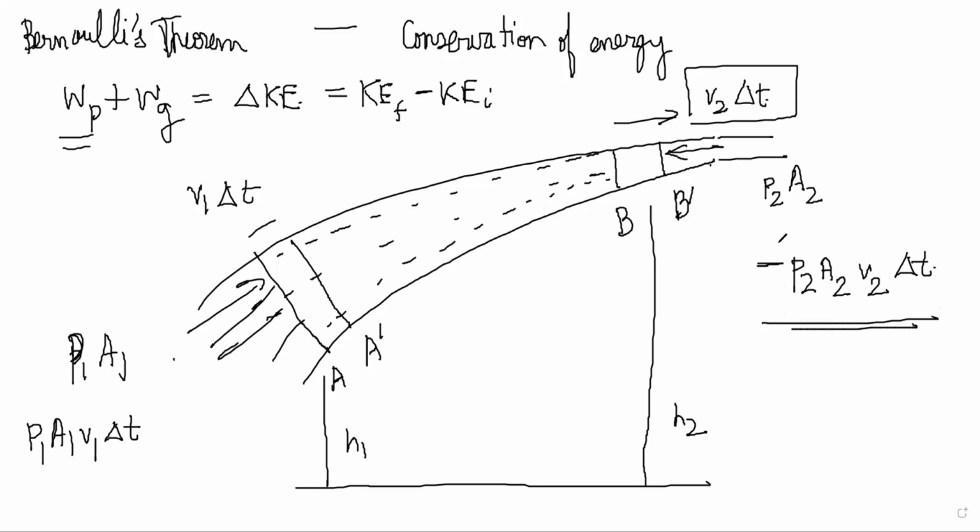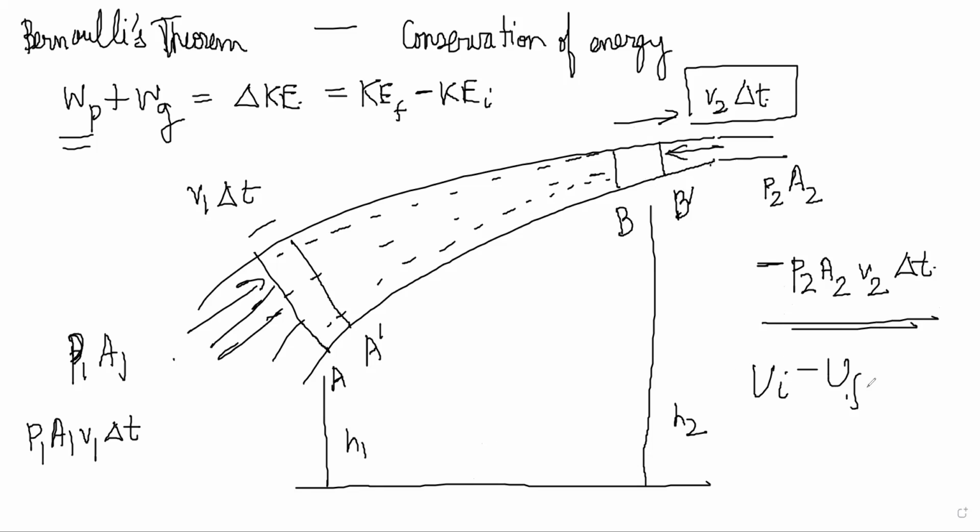Work done by pressure here. So the difference will be P1 A1 V1 delta T minus P2 A2 V2 delta T. That will be the total work done by pressure. Then we have work done by gravity. Work done by gravity is U initial minus U final, that is minus del U. So U initial minus U final you have to calculate.